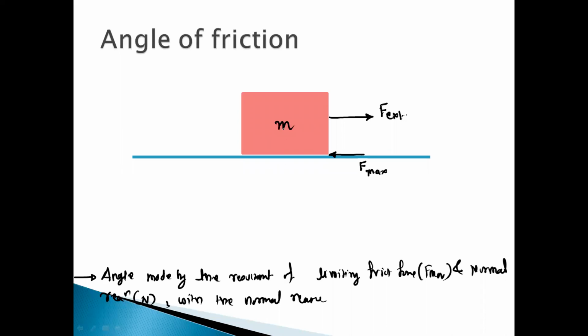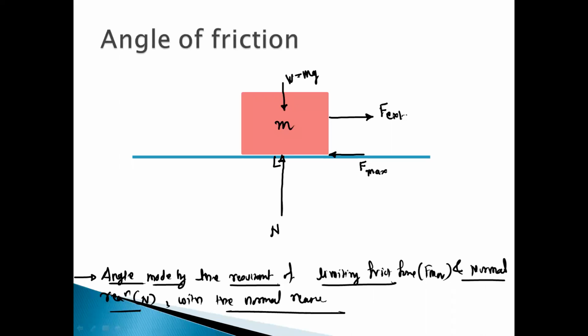So this object, its weight will act in the downward direction. This is the mg, and the normal reaction will be like this. So this is the N. So definition is angle made by the resultant of limiting friction force F max and normal reaction with the normal reaction. So we have to find out the resultant of this F max and N.